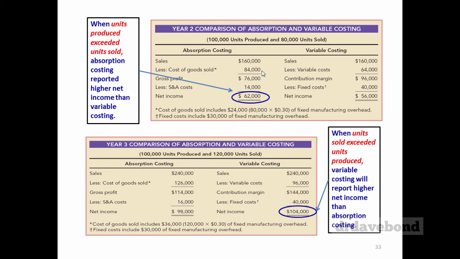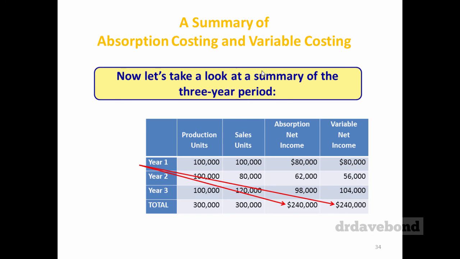Now, over time, as long as you ultimately end up selling everything that you produce, it all matches up over the longer term. There's going to be some discrepancies in the shorter term.